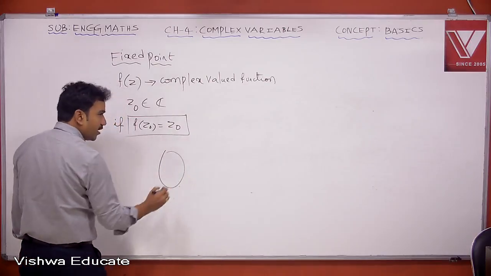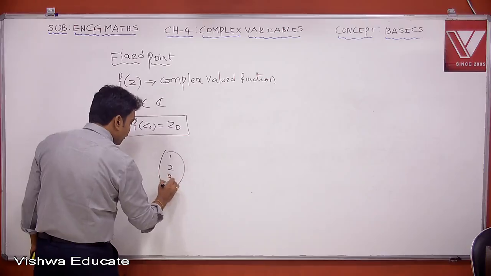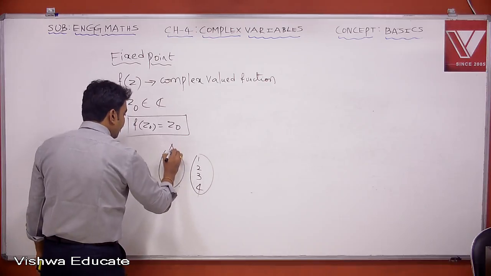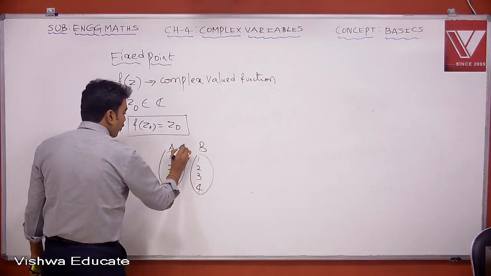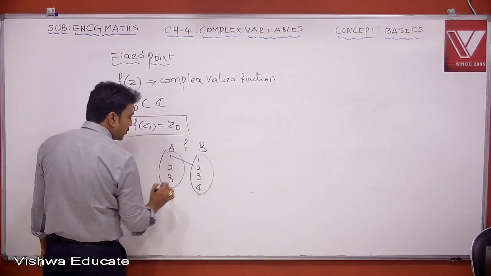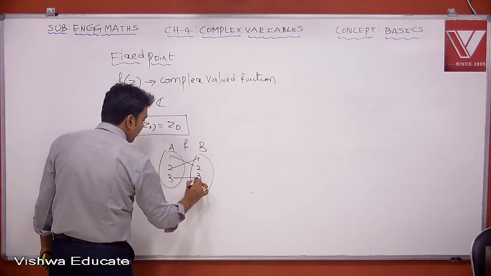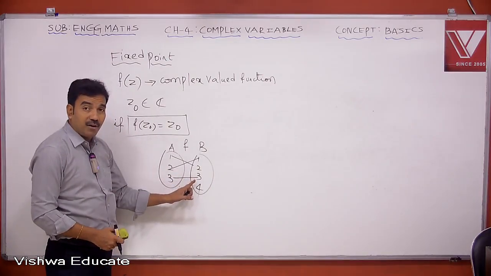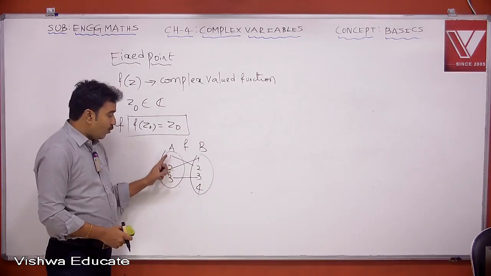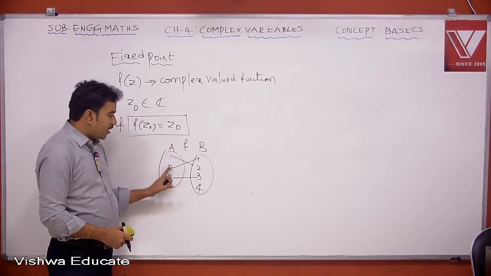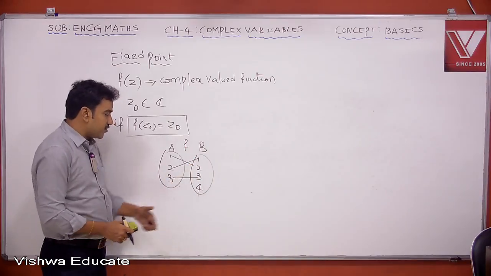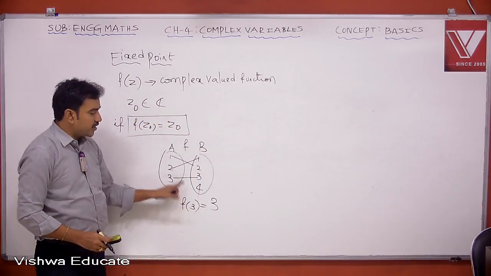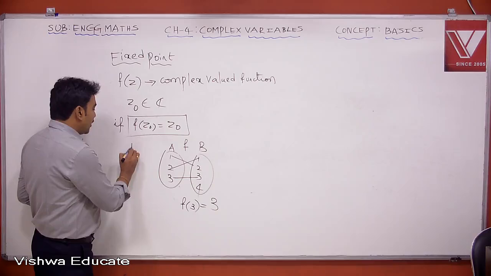Suppose, taking a general example at lower standards, we have 1, 2, 3, 4. Suppose this is set A and this is set B. If I go for a mapping like this, assume that 1 is mapped to 2, 2 is mapped to 1, 3 is mapped to 3. Therefore this is a function. Every element of A is mapped to exactly one element of B. Now what is the image of 1? It is 2. What is the image of 2? 1. But the image of 3 is 3. What it means is f of 3 equals 3. Therefore 3 is a fixed point of this function.